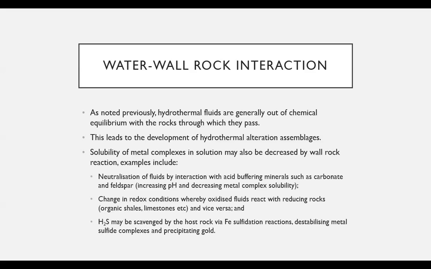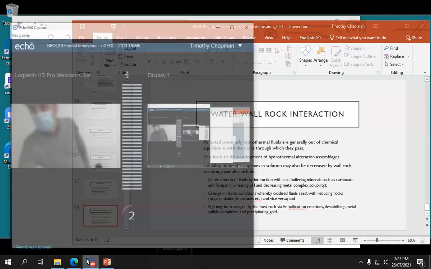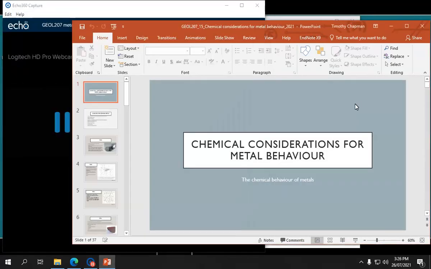Change in redox. So you might have fairly reduced organic shales where biogenic processes have made them fairly reduced, and you interact with an oxidized fluid, or you can scavenge sulfide complexes that can destabilize the gold in that system. So that's that part. I'll just pause this for a second.